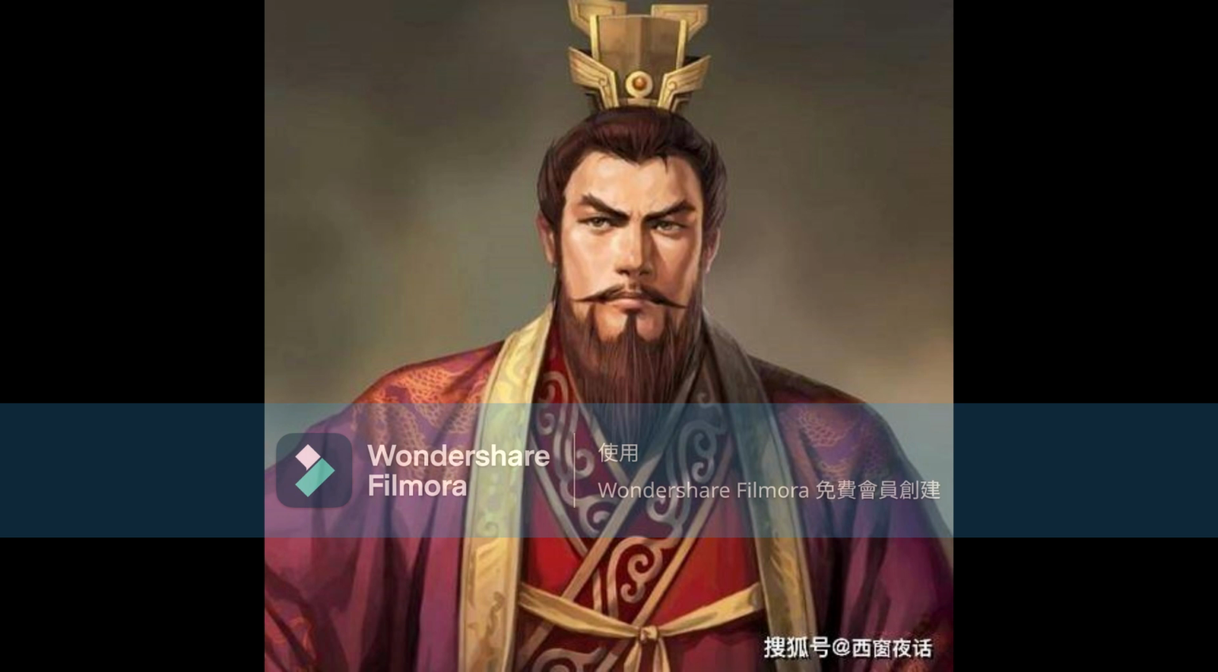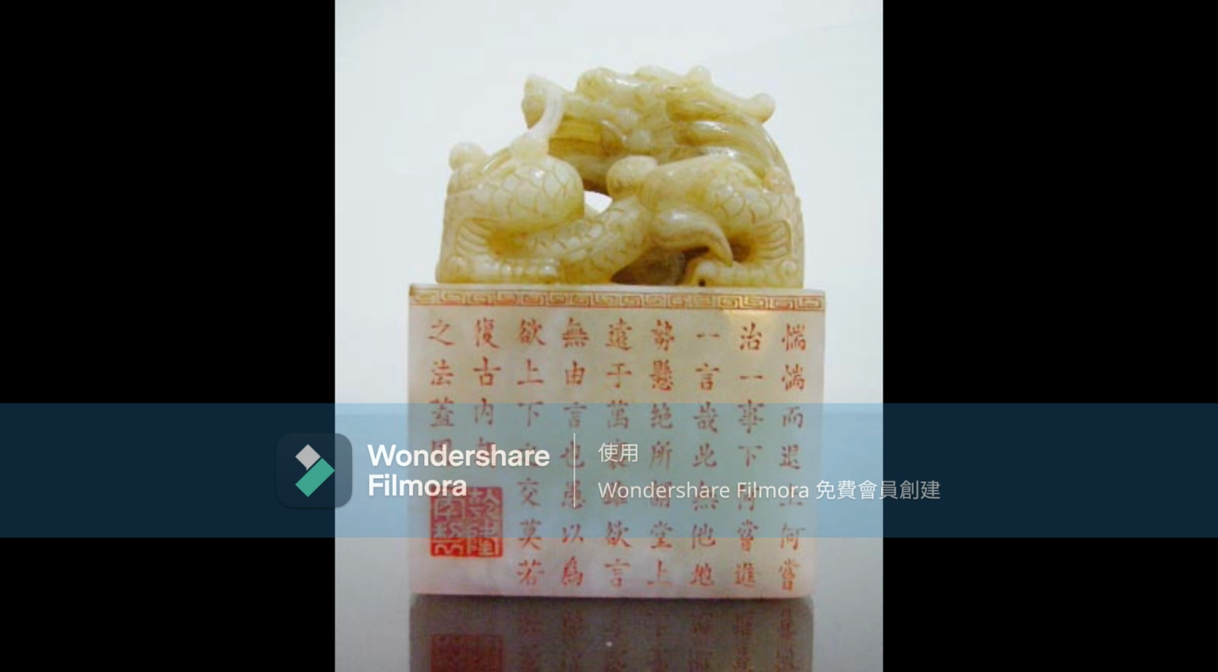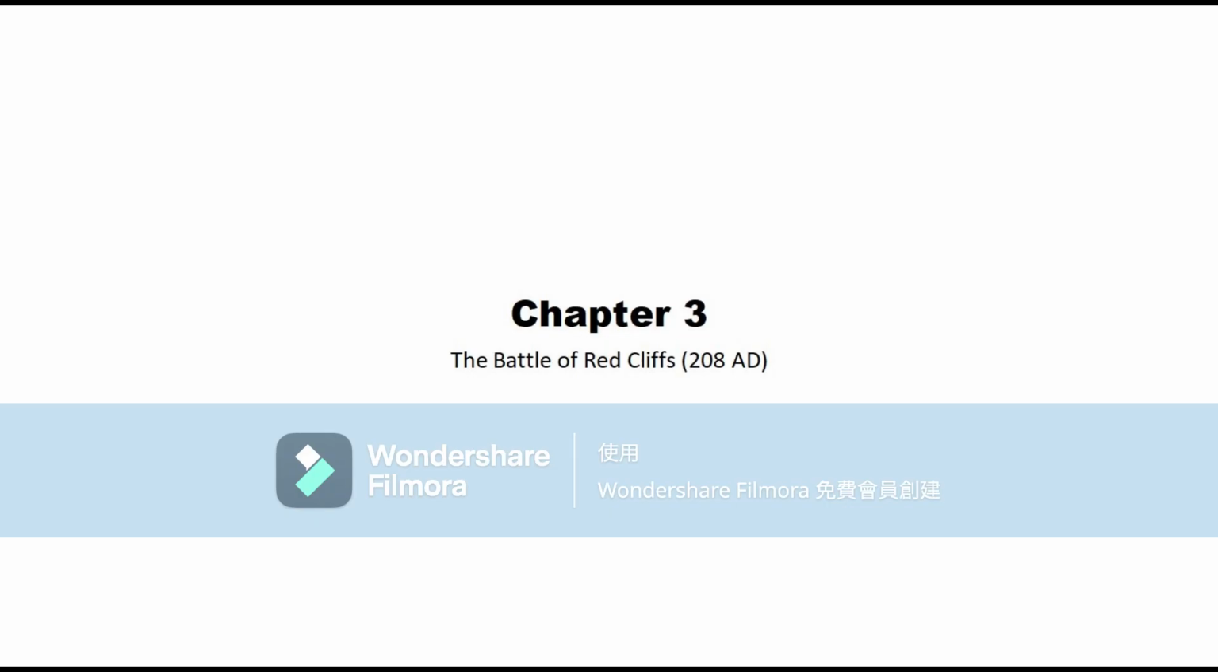Some people believe that the misfortune of the Sun family is due to their private possession of the Jade Seal, a wealth that their fate could not bear. But who knows? Chapter 3: The Battle of Red Cliffs. This is one of the most famous battles in the novel, marking the confrontation between Cao Cao and the alliance of Sun Quan and Liu Bei, which had a significant impact on the landscape of the Three Kingdoms.